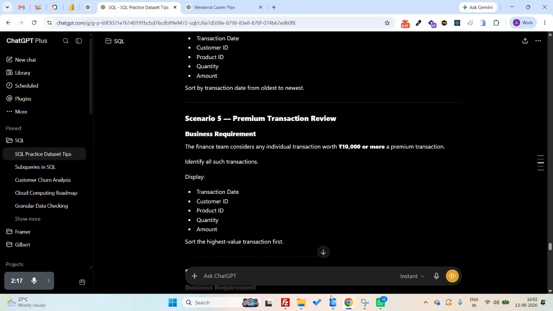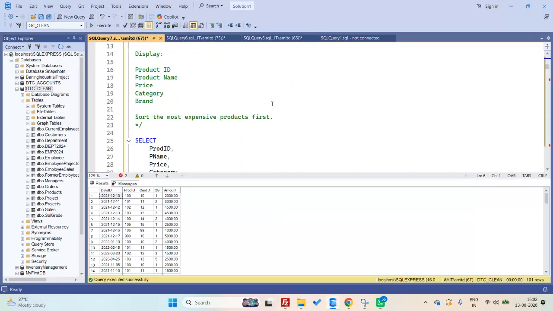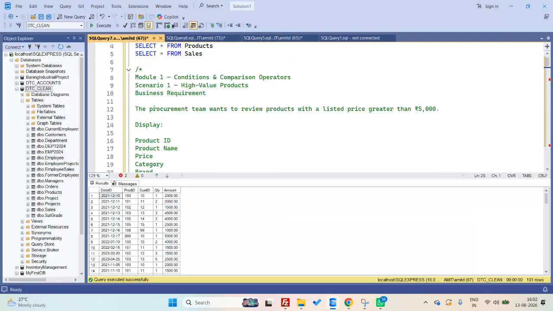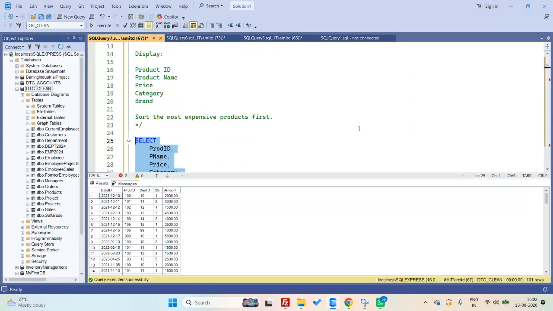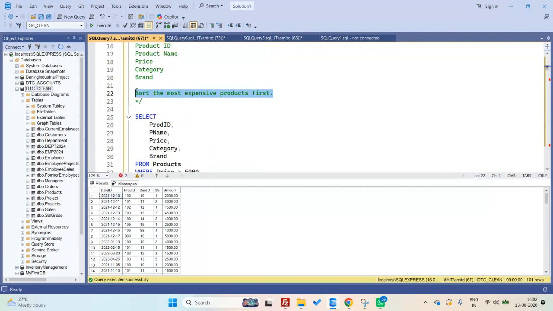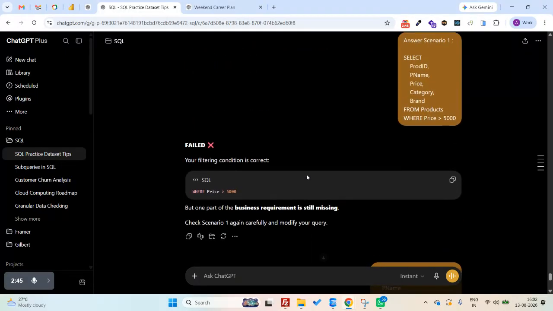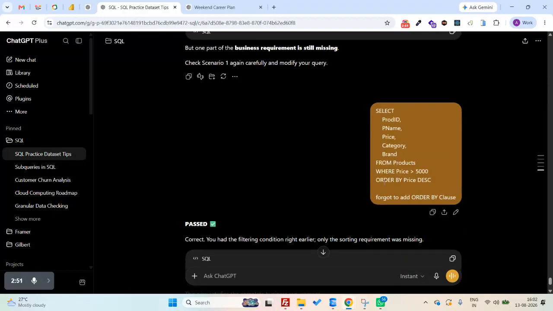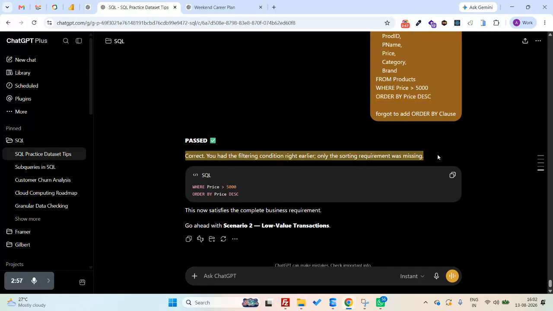So I have already solved one question right here. Actually, this was asking about the procurement team wants to review products with the listed price greater than 5,000. So I wrote this query, but I forgot using the order by clause because I did not see this requirement. So it failed in the very first response, and then I added this order by clause, then it says passed.